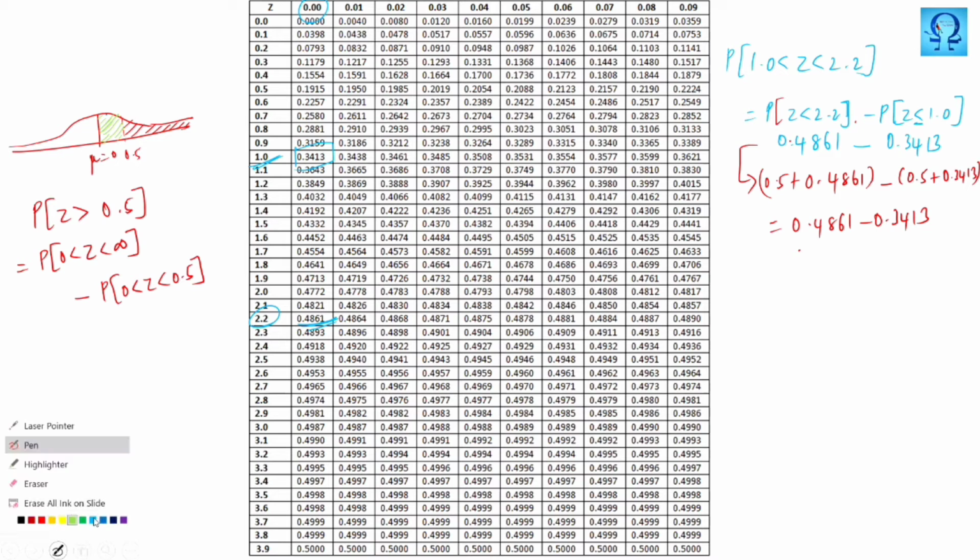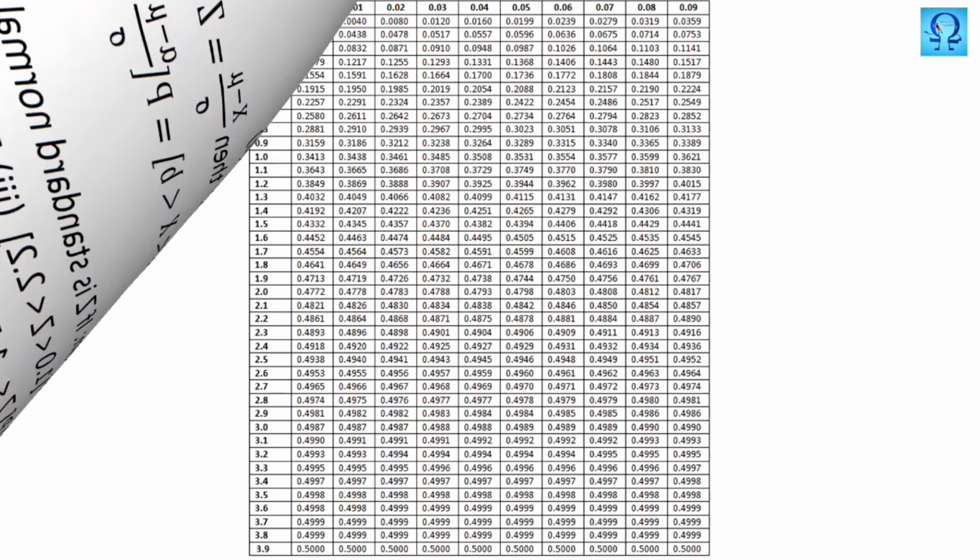Let me use another color. This entire blue stuff is 0.5, that I know. So I am going to find the green part and subtract it from the blue to get red. So what will I have? It is 0.5 minus, where is 0.50? It is here. So this is the required value, that is 0.1915. I just have to subtract it to get the probability that Z is greater than 0.5.